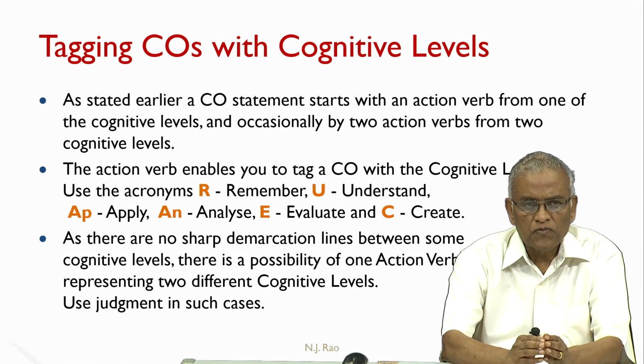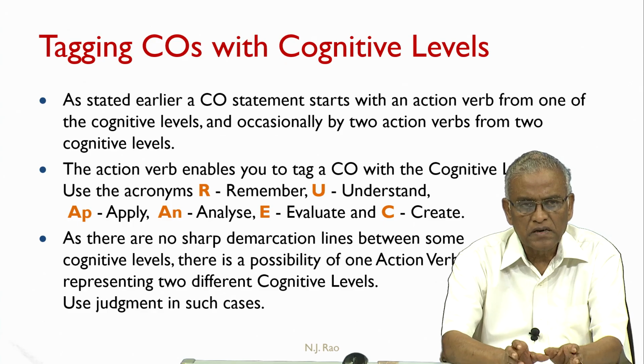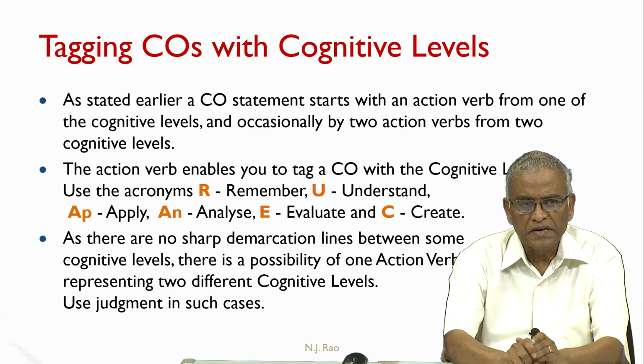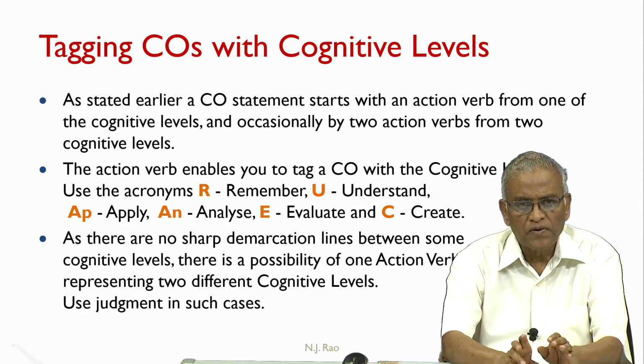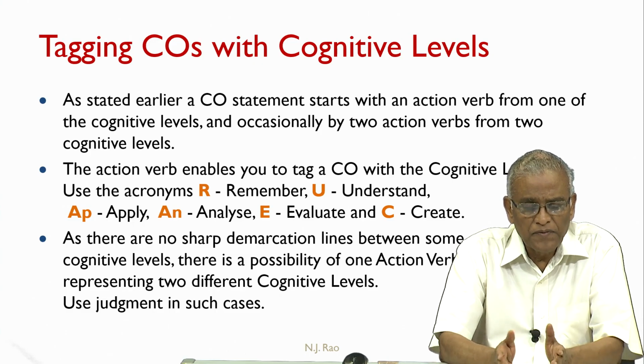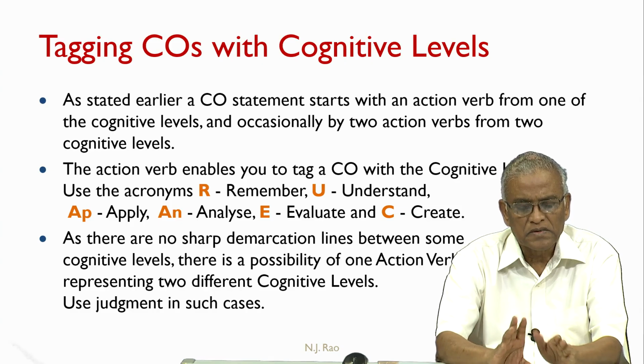And now what we want is to tag each CO with certain characteristics. First thing, as we said, a CO statement should start with an action verb from one of the cognitive levels and occasionally by 2 action verbs from 2 cognitive levels. Remember, it is occasionally, not as a matter of course. The action verb enables you to tag a CO with a cognitive level. Use these acronyms: R for remember, U for understand, AP for apply, AN for analyze, E for evaluate and C for create. For example, if you write a CO with an action verb taken from the analyze group, then you can tag that CO with a capital A small n. That is the way we tag.